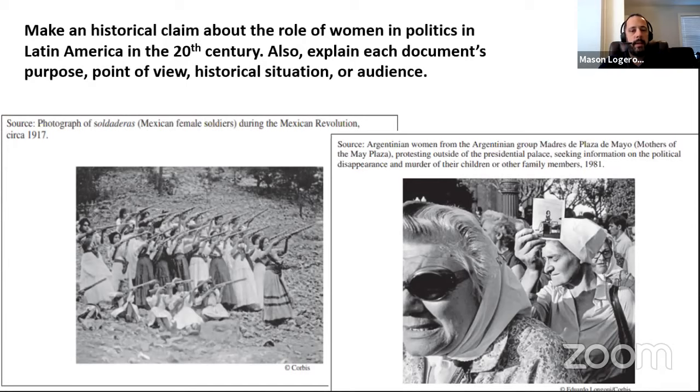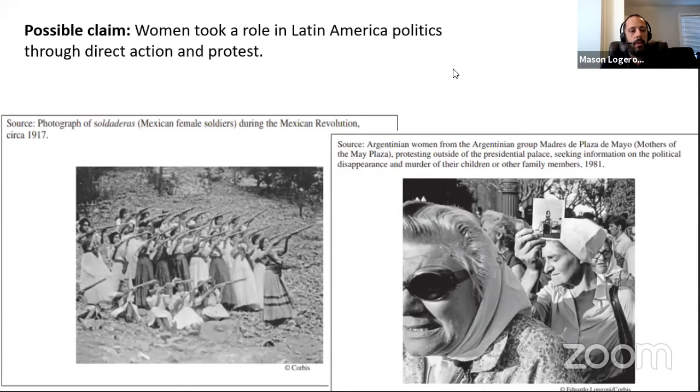All right, so let's come back together here. Possible claims you can make. Okay, 1, I kept it kind of simple here. I just said women took a role in Latin American politics through direct action and through protest. Probably a better way maybe to claim took a more important role in Latin American politics, some kind of adjective there to describe the role, probably better, but something like this could certainly work.